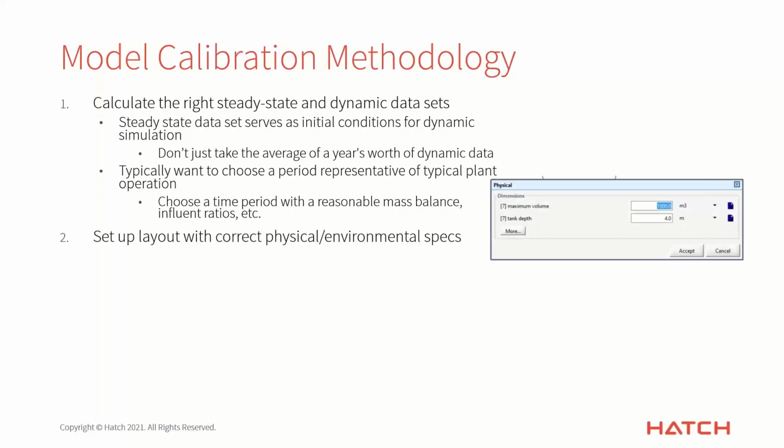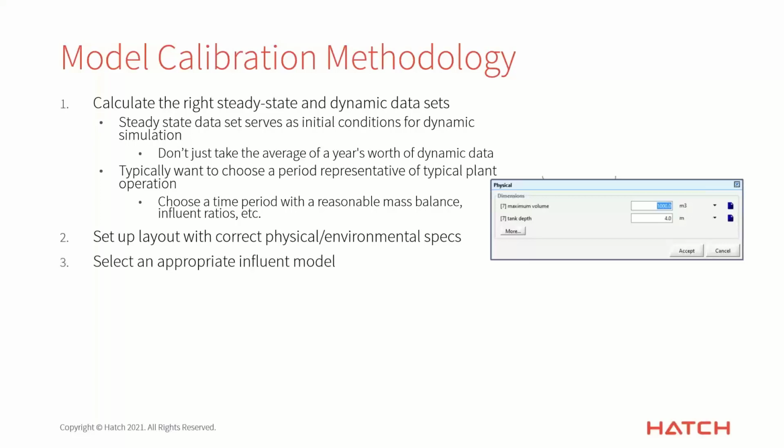The next step is setting up the layout with the correct physical and environmental specs. This is fairly self-explanatory. You just want to make sure all the tank volumes are correct, all the tank depths are correct. It's very important to go to the clarifiers and make sure the surface areas there are correct, and the clarifier depths. Also, if your plant is very far from sea level, you might want to go and change the elevation. You can get that in the simulation menu in GPSX as well.